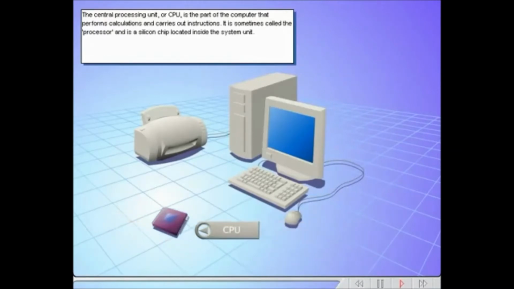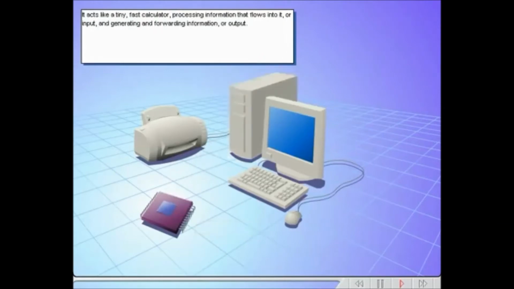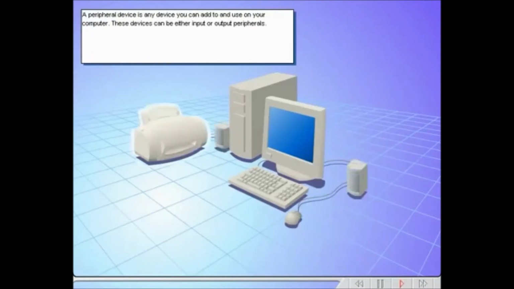The Central Processing Unit, or CPU, is the part of the computer that performs calculations and carries out instructions. It is sometimes called the processor and is a silicon chip located inside the system unit. It acts like a tiny fast calculator, processing information that flows into it, or input, and generating and forwarding information, or output.